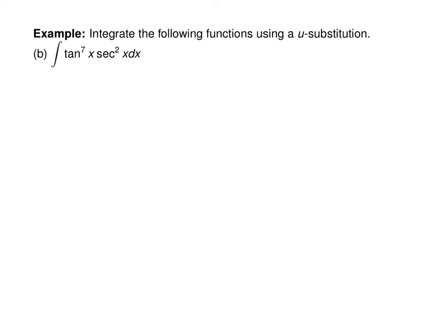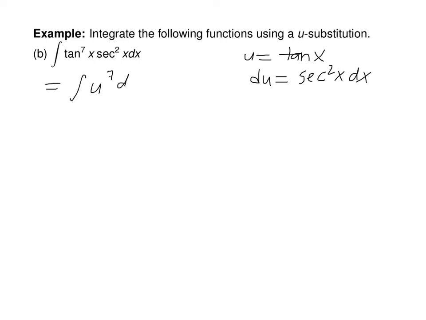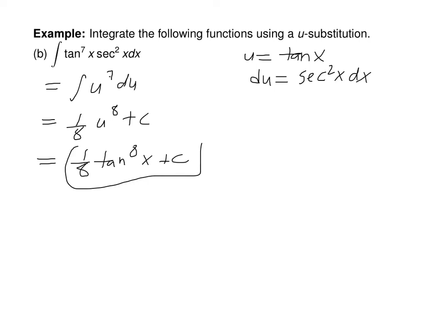Now in this next one, what you can notice is if you let u equal tangent x, du is equal to secant squared x dx. So this becomes the integral of u to the seventh du, or 1/8 u to the eighth plus c, which is 1/8 tangent to the eighth x plus c. And in this particular example, we had to have a secant squared there to take care of the du.